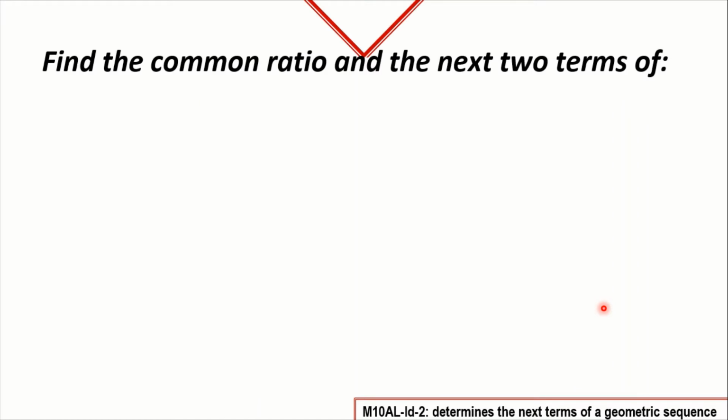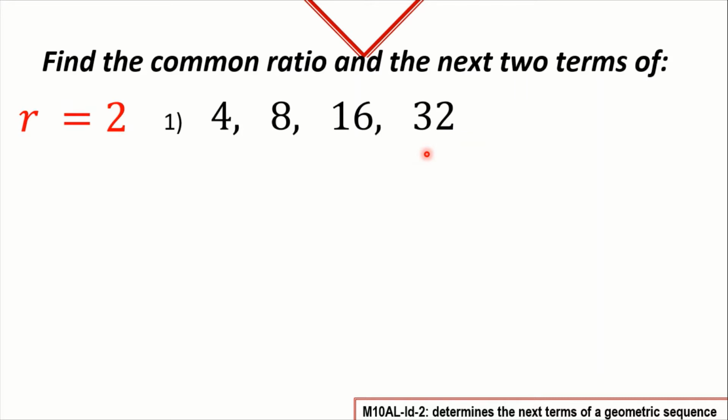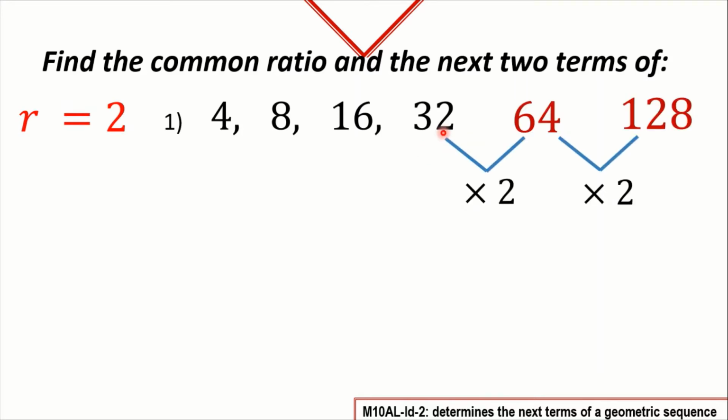Now, let us find the common ratio and the next two terms of the following geometric sequence. We have 4, 8, 16, and 32. Now, pag kinuha natin ang common ratio, we have 8 divided by 4 is 2. 16 divided by 8 is 2. Then 32 divided by 16 is equal to 2. So, the common ratio here is 2. To get the next two terms, si 32, last term na given, times 2, 64, times 2 is 128.